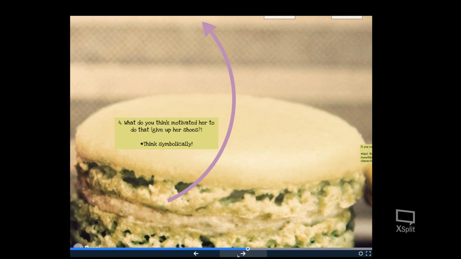So what do you think motivated her to do that, to give up her shoes? Think symbolically. Now, we're going to have to think about what's going on in the film at this time. It's snowing. Okay? And she's drawing pictures of herself with presents and elves. So, she loves her father and wants to give him a gift for Christmas. She cares more about his happiness than her own. So again, her giving up her shoes is symbolic of her love for him.